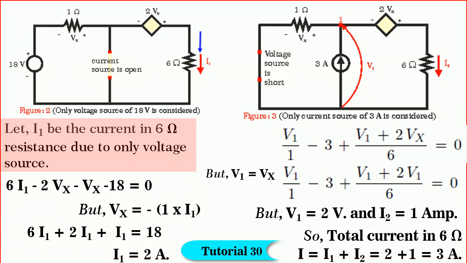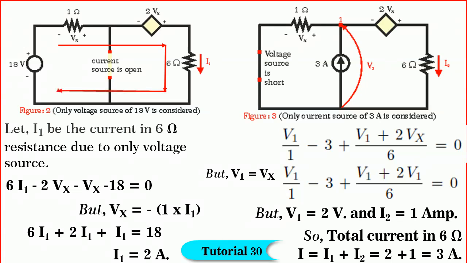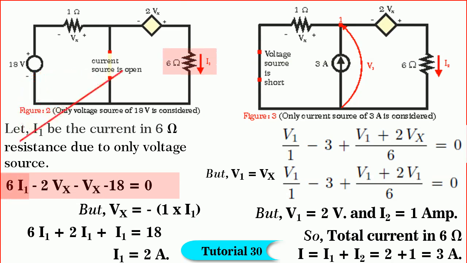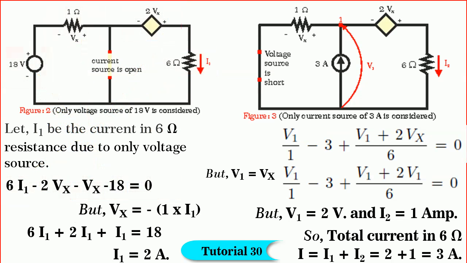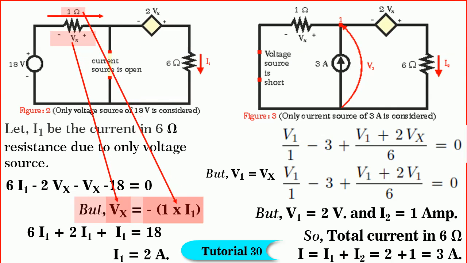Let I1 be the current in the 6 ohm resistance due to the voltage source only. By observing the network, we find that it has turned out to be a single loop network in which I1 is flowing in the clockwise direction. By writing the Kirchhoff's voltage equation for the loop, we get 6I1 minus 2Vx minus Vx minus 18 is equal to 0. But Vx is equal to minus 1 into I1.